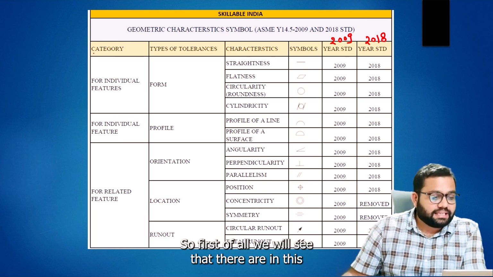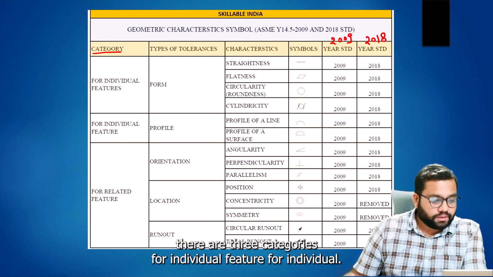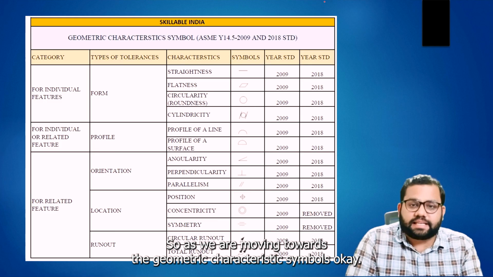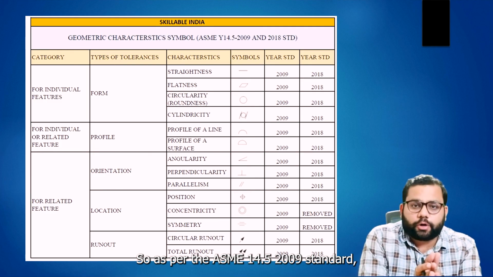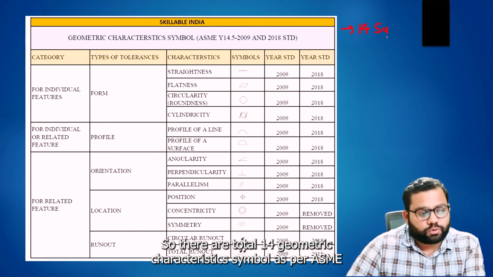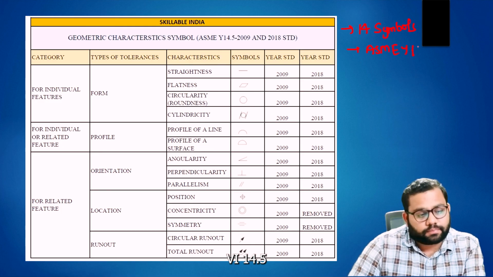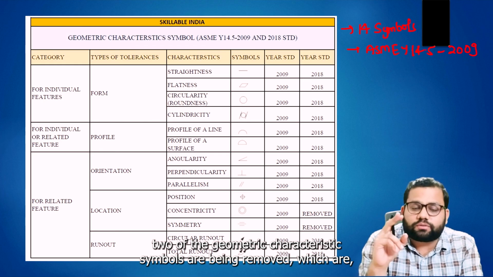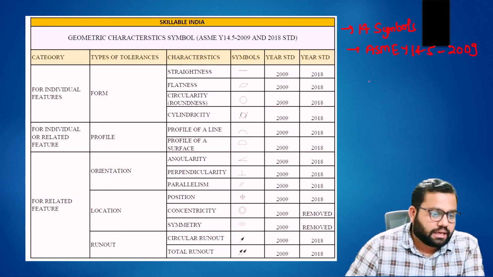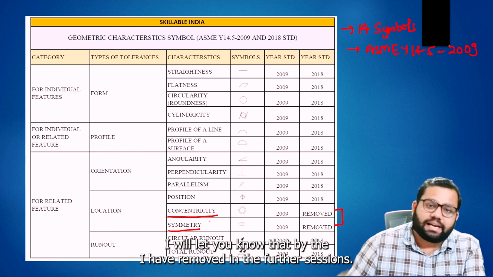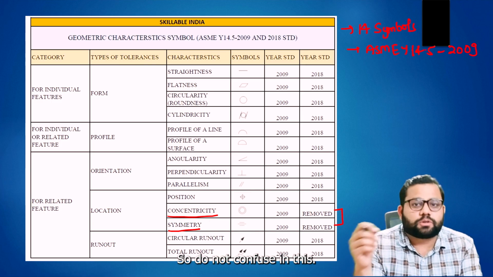First of all, we will see that there are three categories: for individual features, and for related features. As we move towards the geometric characteristic symbols, as per the ASME Y14.5 2009 standard, there are a total of 14 geometric characteristic symbols. But in the latest update, the 2018 standard, two of the symbols have been removed, which are concentricity and symmetry. I will let you know why they have been removed in further sessions, so do not get confused in this.